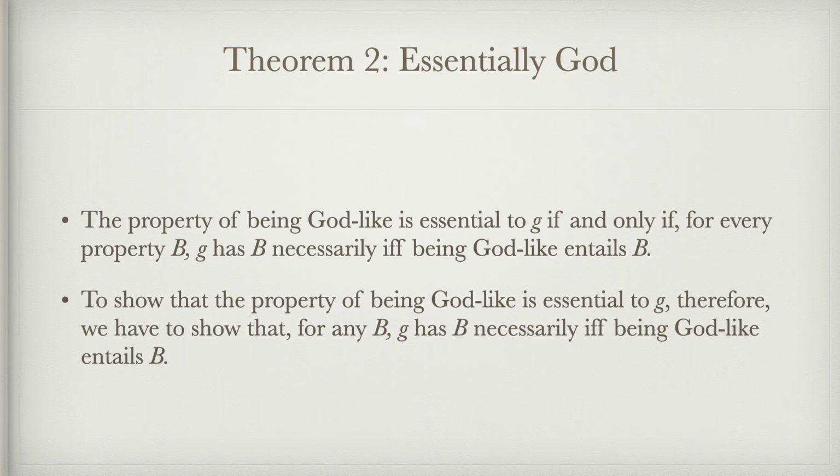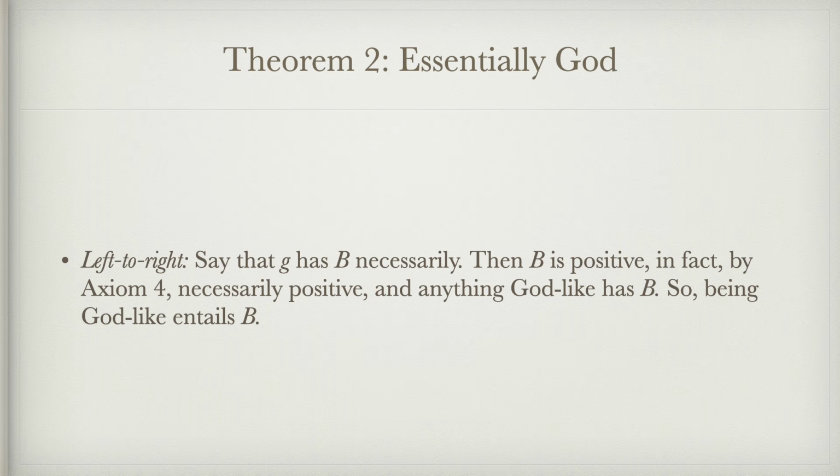Well, we have to prove that. So we've got to show that for any B, G has B necessarily if and only if being godlike implies B. Well, there's a left to right direction and a right to left direction for this, as in any other if and only if biconditional sort of proof. So let's take a look first at the left to right direction. Say that G has B necessarily. Then B is positive. In fact, by axiom 4, it's necessarily positive. Anything godlike has B, so being godlike entails B.